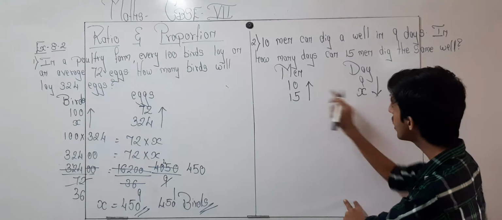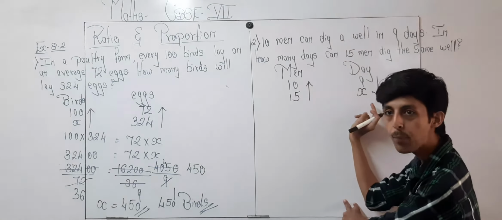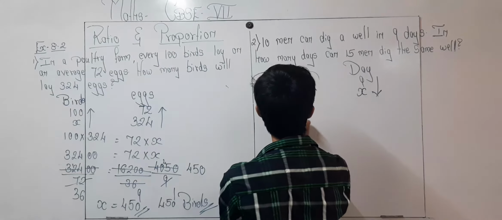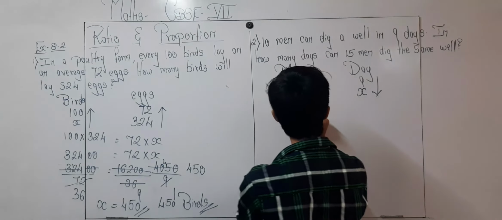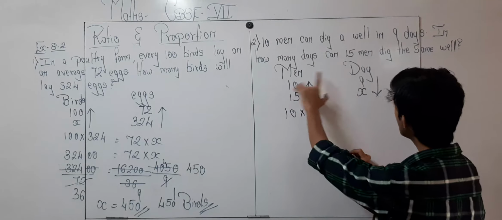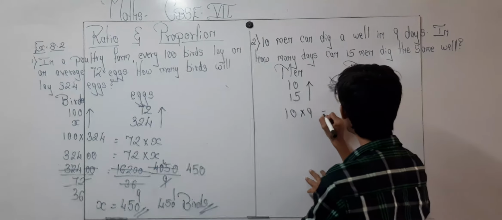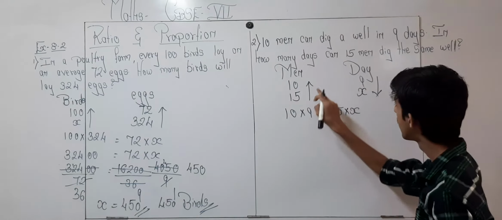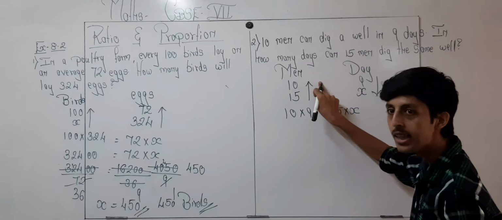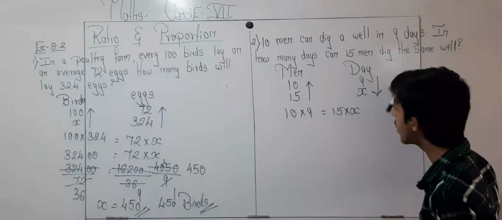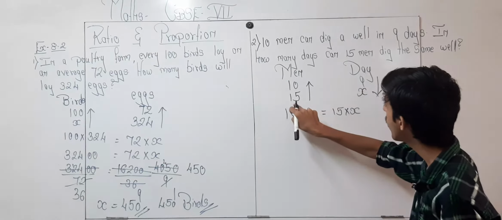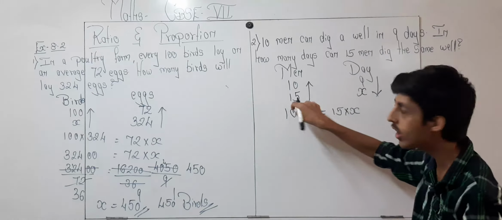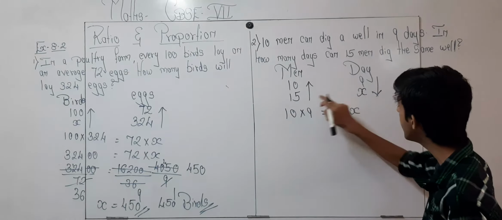So in inverse, we have to do straight multiplication. So what will we do? 10 multiplied by 9 is equal to 15 multiplied by x. The number of men is getting increased, which means indirectly the number of days will be getting decreased, because the 5 men are extra over here, so the number of days will be getting decreased.